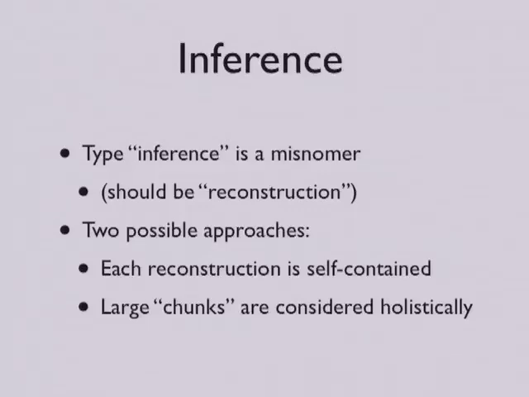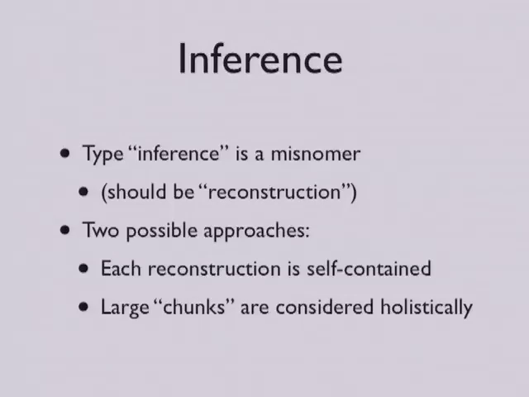And there are two possible ways to do this. Well, there's more than that, but there's two possible ways to do this. One is where each reconstruction is very self-contained and very narrow. You sort of put the blinders on, and you're going to look at one tiny little chunk of your program. And only considering information in that tiny chunk, you'll come up with a type. You move on, and you never come back.